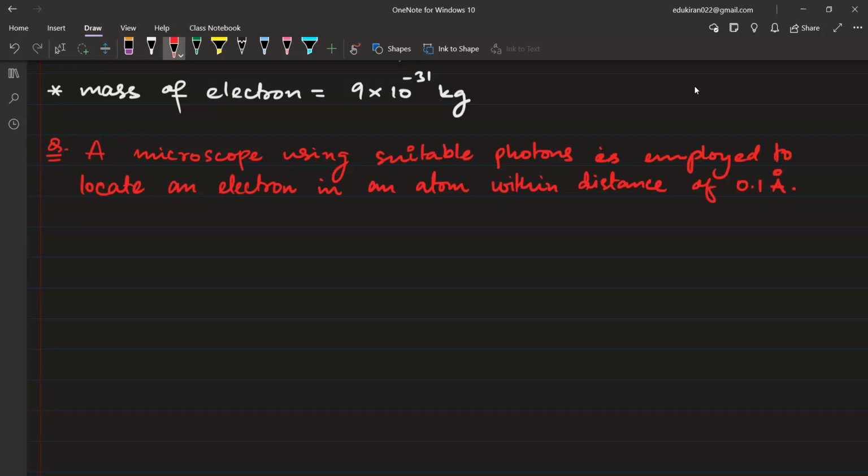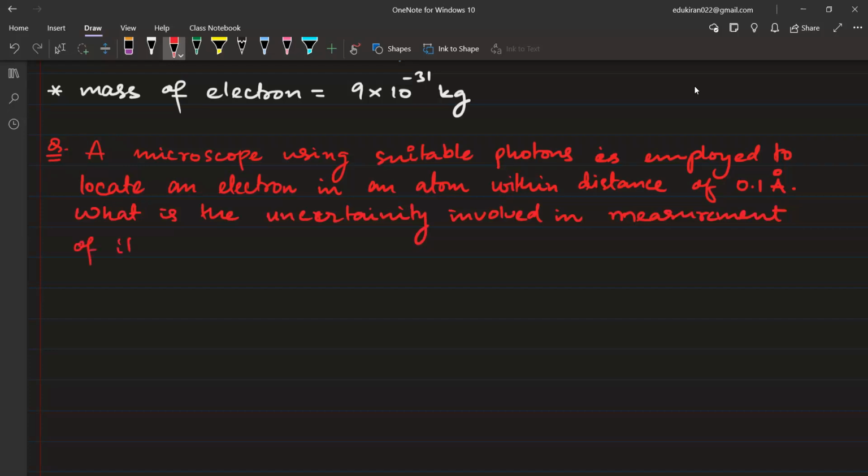What is the uncertainty involved in the measurement of its velocity?